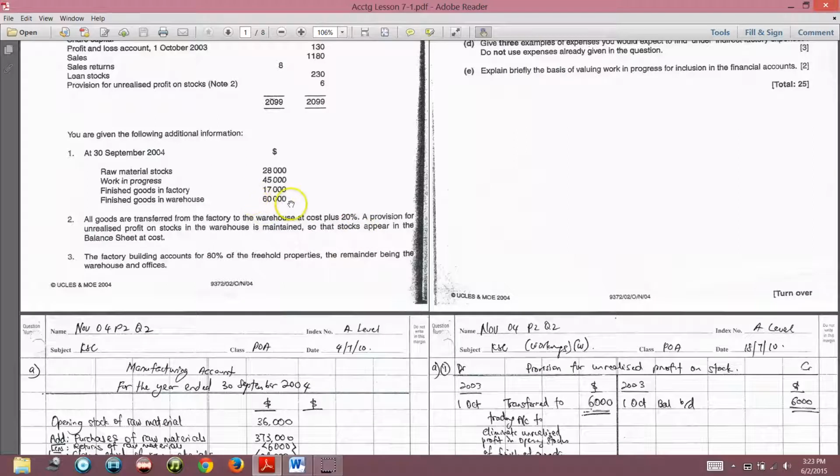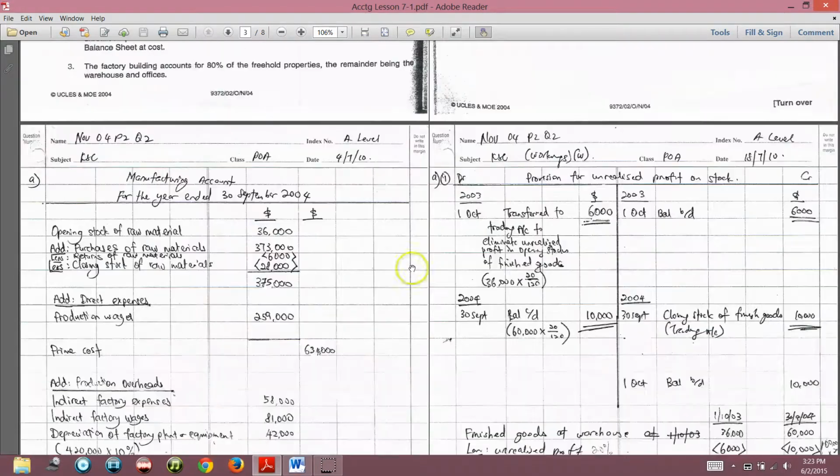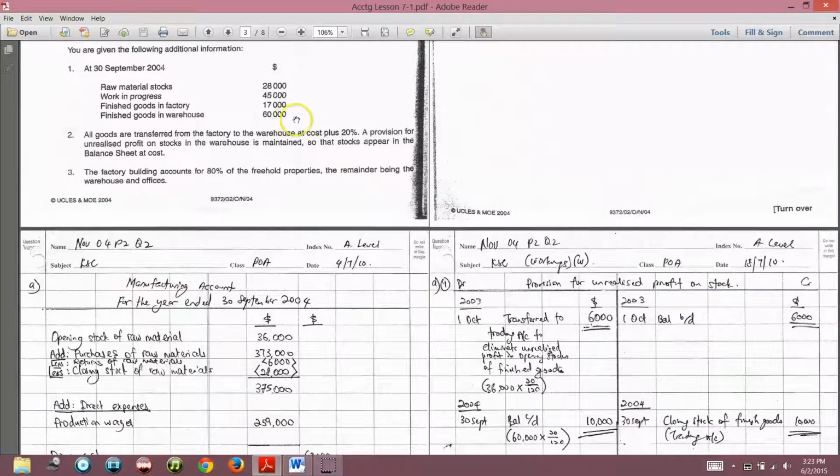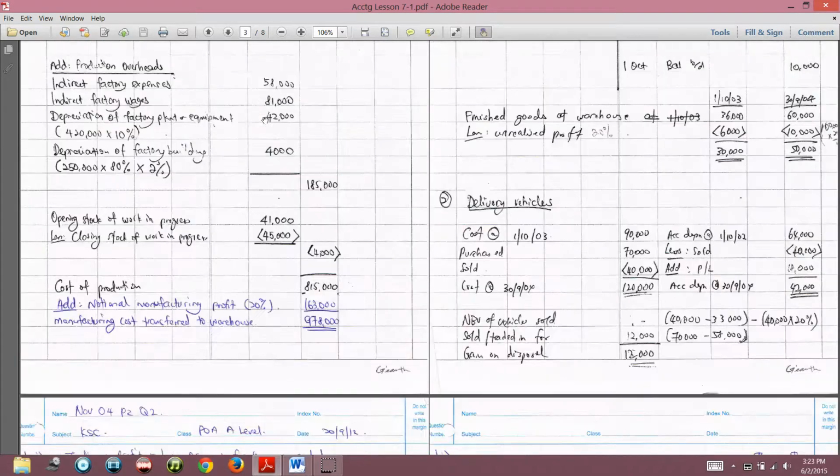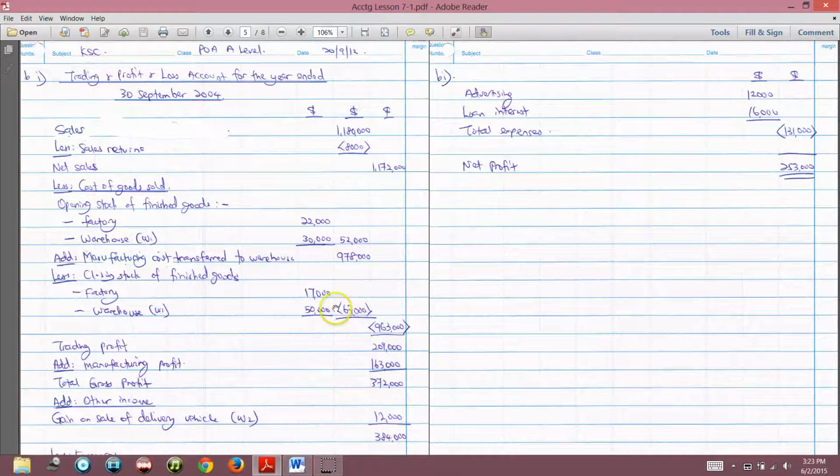So what is the cost of the finished goods at the warehouse without the profit element? It will be 60,000. So the profit element will be 60,000 times 20 over 120, because the 60,000 is at 120% and the profit element is 20%. So the internal profit for the finished goods at the warehouse is 10,000. So the closing stock of finished goods at the warehouse will be 60,000 minus 10,000, which is 50,000.